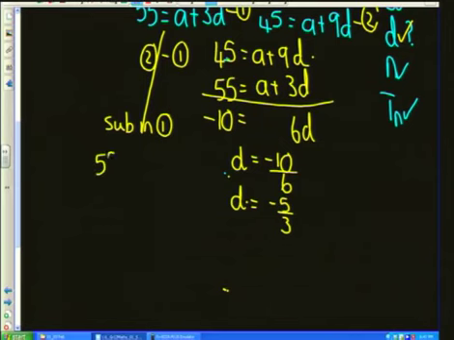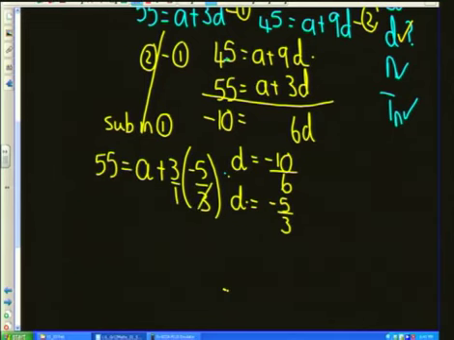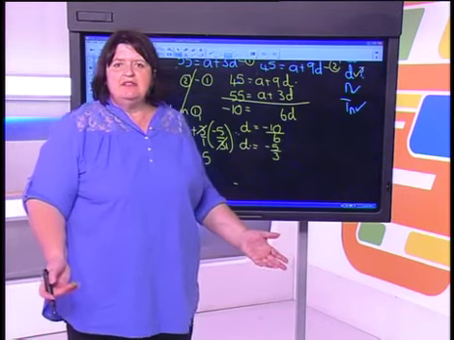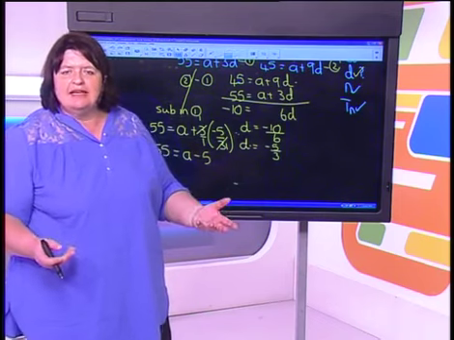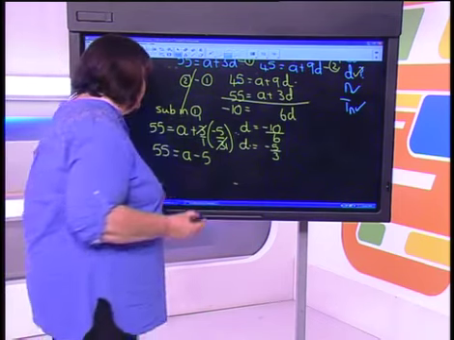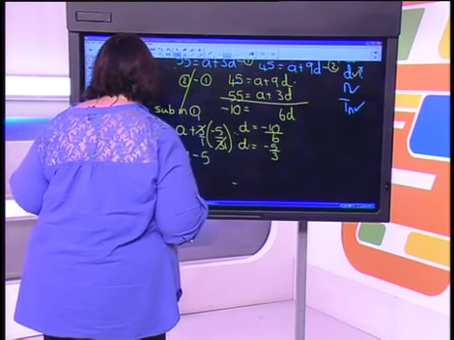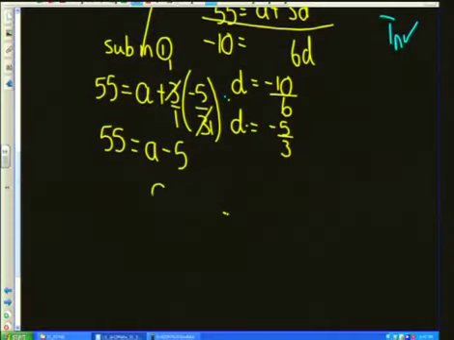55 equals A, which is what I'm looking for, plus 3 times the difference, which is minus 5 over 3. Now that's 3 over 1, so that 3 divides into that 3. And now I have 55 equals A minus 5. Very nice, because even if I'd used the other one, 9 times 5/3, the 9 and the 3 would cancel down, and so it would make it easier to work with. So it's a good question. It's not going to cause huge problems in terms of our arithmetic. And so our A is equal to 60. So now I've got A is 60.